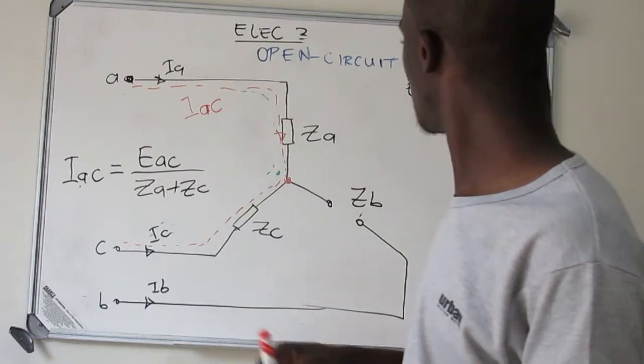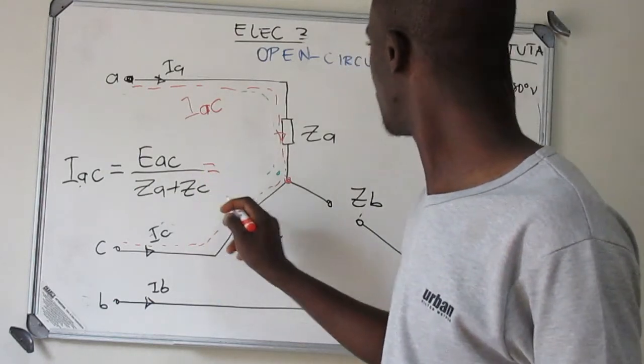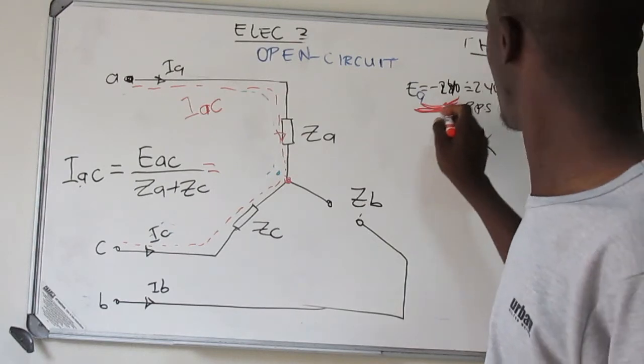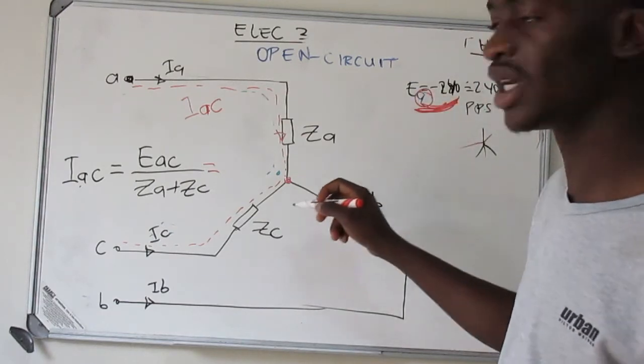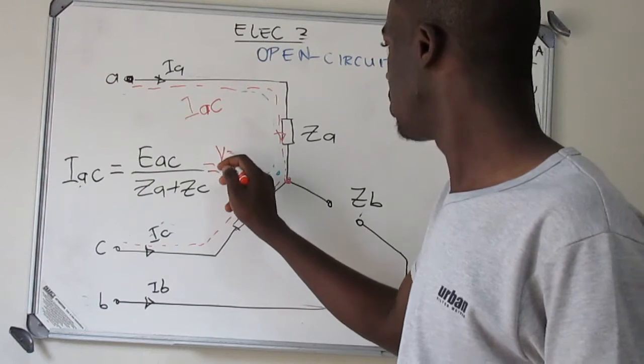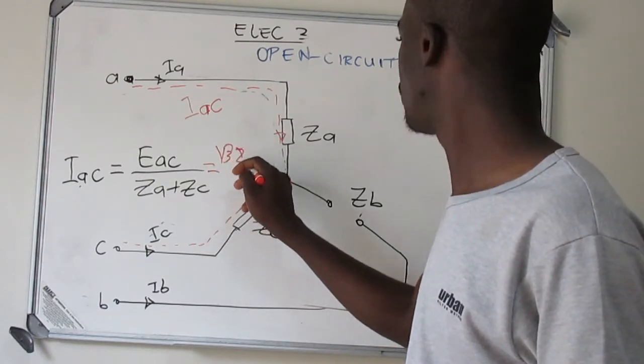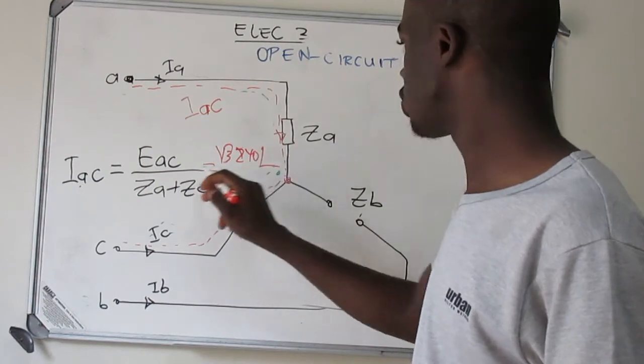So when you substitute the value here from the given voltage, you can see that this is a phase voltage because we only have one line here. So you're going to multiply it by root 3 of what? Times 240, okay? But what will be the angle?